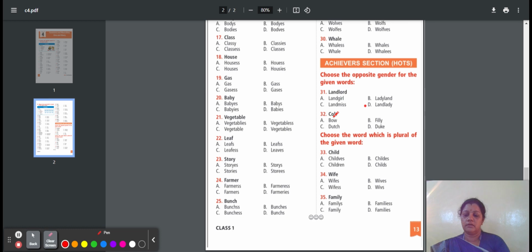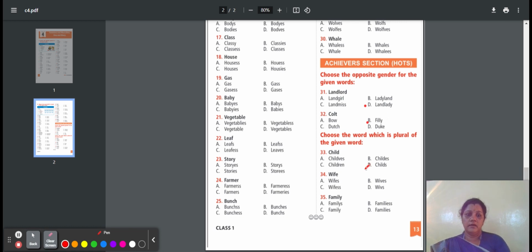32. Colt. A young male horse is called colt. Here is the option: bow, filly, Dutch, duke. Bow, to bend our head. Filly, a young female horse. Dutch, from the Netherlands. Duke, a nobleman. Here is the option filly. The opposite gender for colt is filly.